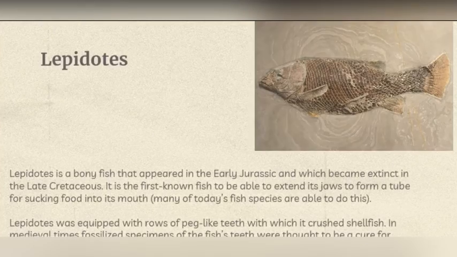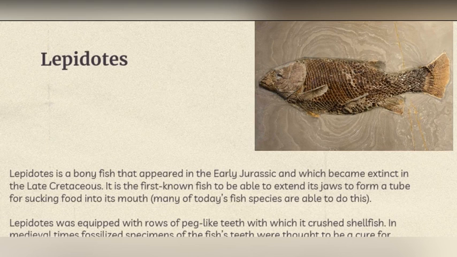Lepidotes. Lepidotes is a bony fish that appeared in the early Jurassic and which became extinct in the late Cretaceous. It is the first known fish to be able to extend its jaws to form a tube for sucking food into its mouth. Many of today's fish species are able to do this.